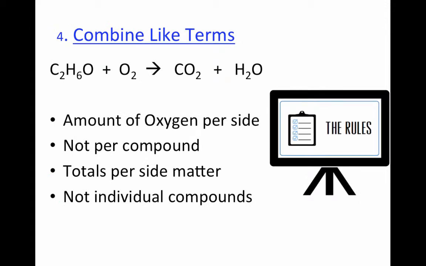Rule number 4, you must always combine like terms. When we are talking about like terms, all you care about is the left side versus the right side, or the reactants versus the product. Notice here on the reactant side, you have oxygen split across 2 different compounds. Doesn't matter, the total number of oxygen there is 3. Also on the product side, you have oxygen split between 2 compounds again. The total there is 3 as well. So it's just the total per side that matters, not the individual compounds.